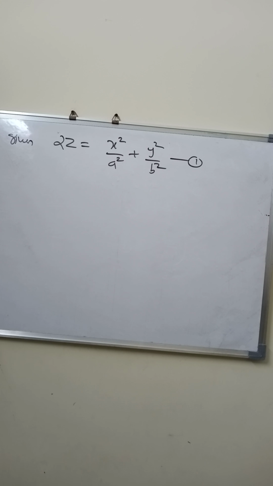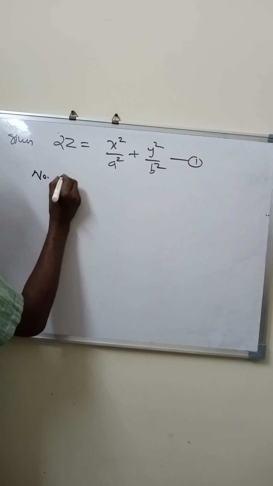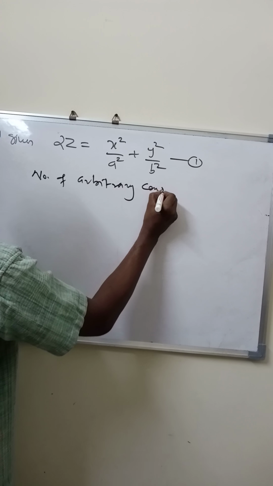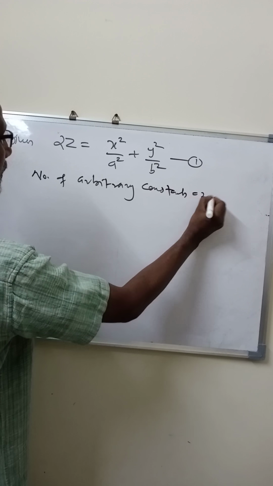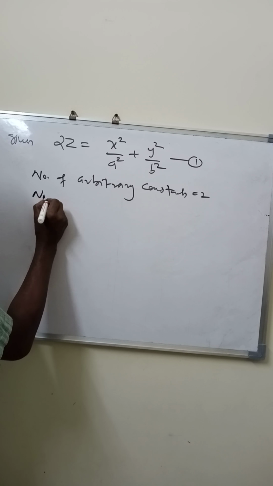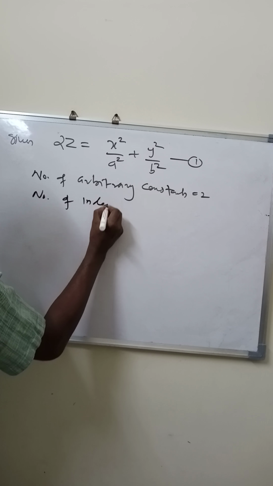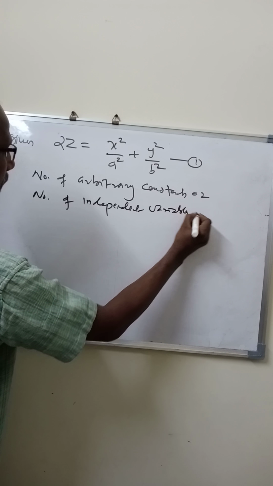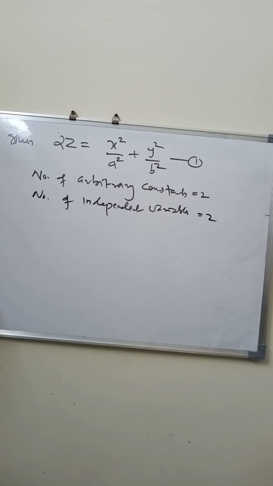Here in this equation, how many arbitrary constants? 2. What are they? a and b. That is, the number of arbitrary constants equals 2. How many independent variables? 2. What are they? x and y. The number of independent variables is also 2. They are equal. That means the process of elimination should give us a first order partial differential equation.